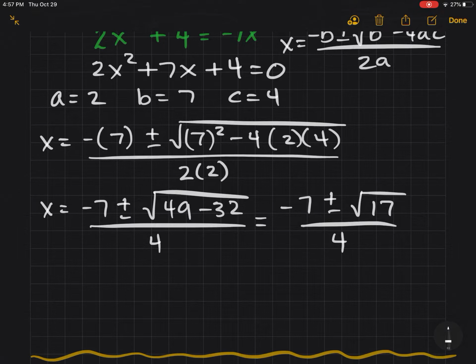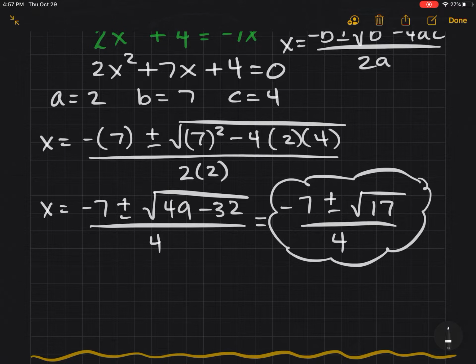Now we're actually done here. This is what x equals. We can't go any further. It won't reduce, and the radical 17 won't simplify. So at this point, we just stop.